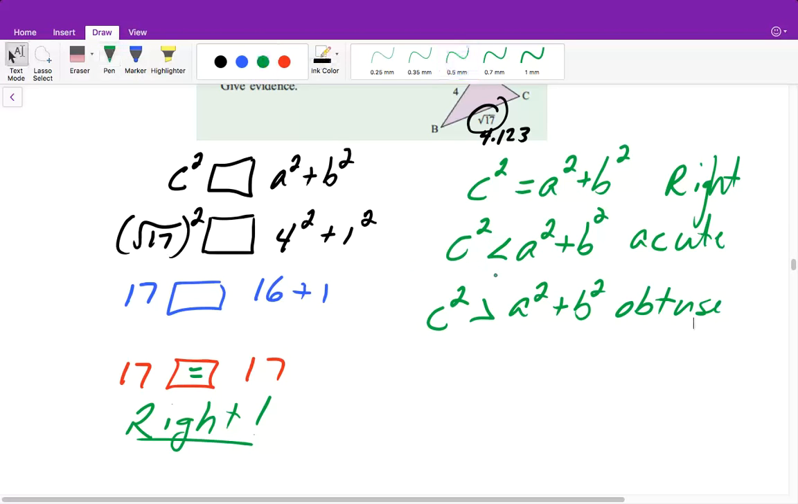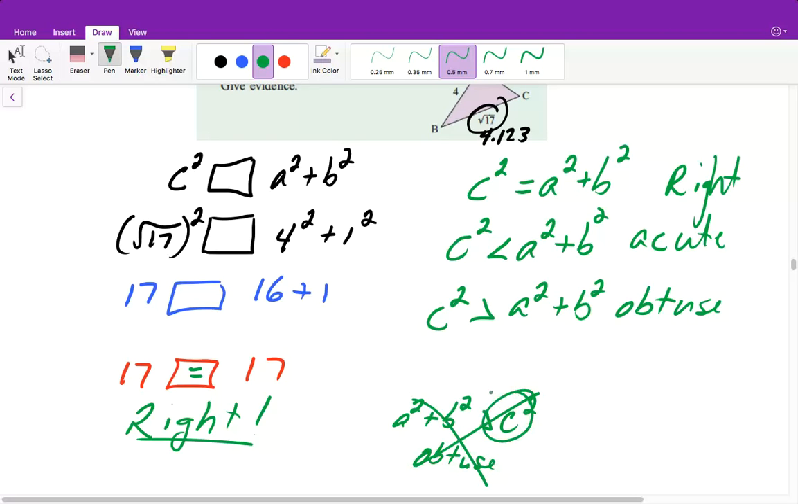Some people will write it in the other form and say a squared plus b squared like this is greater than c squared, and they will answer this as obtuse because they see the greater sign. But remember, we are always comparing our hypotenuse to the legs. And since this is less than, it is acute. So that's why I told you to get in the habit whenever you're asked, is it acute, right, or obtuse, to put your c squared first, so that way you can just follow the inequality symbol. All right, that's it for this question.